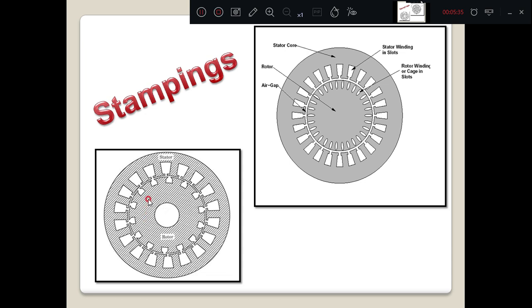Another thing, see the same, it is once again the stator, this is the rotor stampings. If I ask you to draw the construction, then you have to draw this figure and you have to name the rotor, stator core, then there is an air gap between the stator and rotor, all those things you have to write.